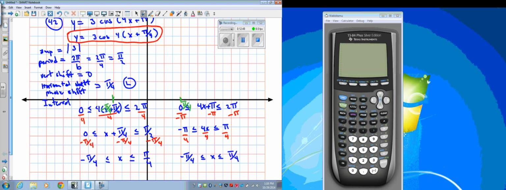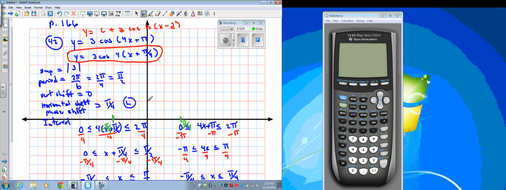Now, my amplitude is 3, so I'm going to go 1, 2, 3, 1, 2, 3. Now then, I break my interval into 4 parts. Here's the beginning. Here's halfway, that's 0. Here's half of that, which is going to be 1/4 of the way. So this is going to be, what, negative pi over 8.